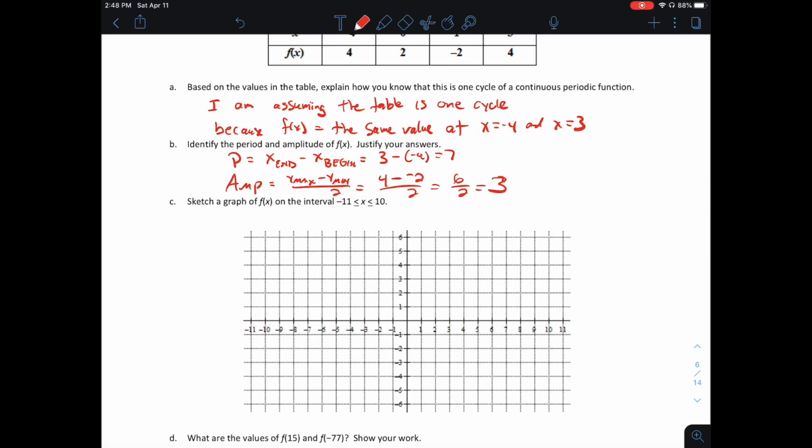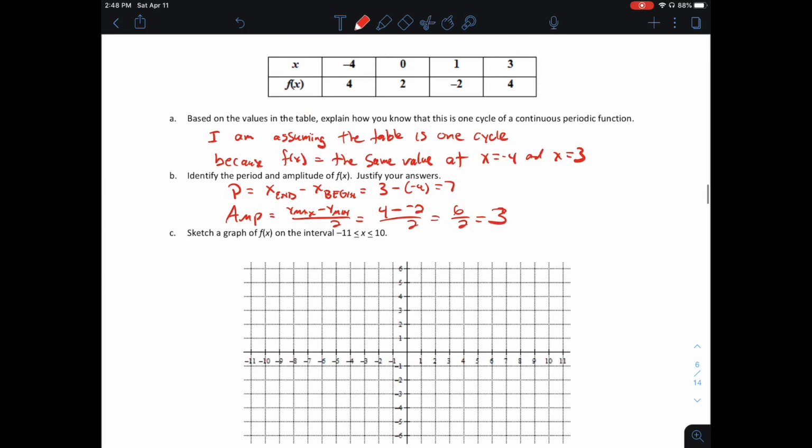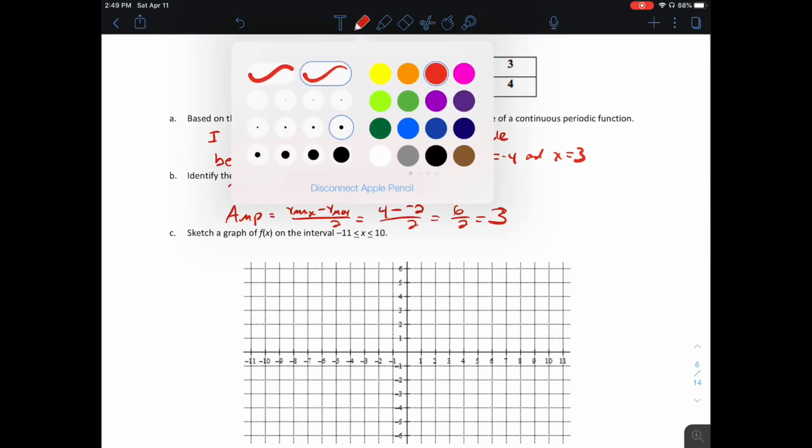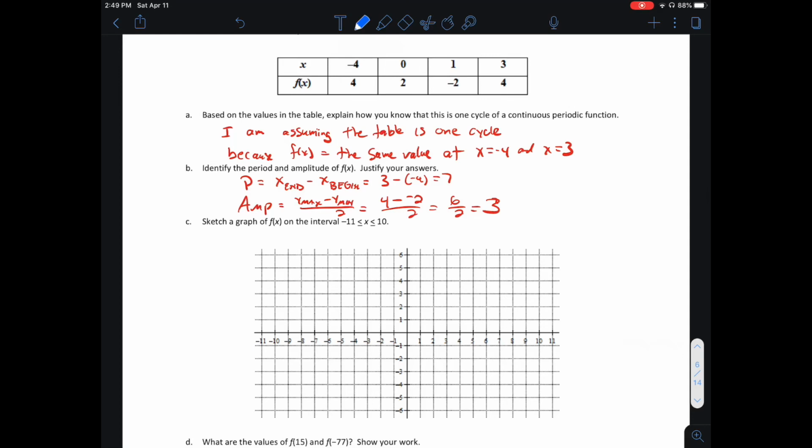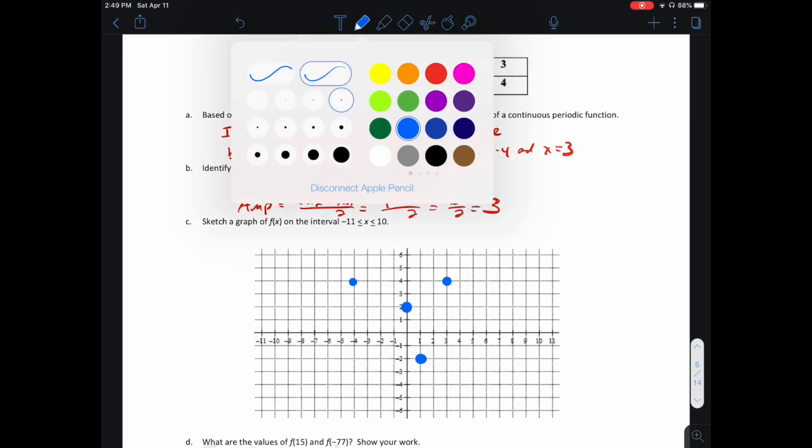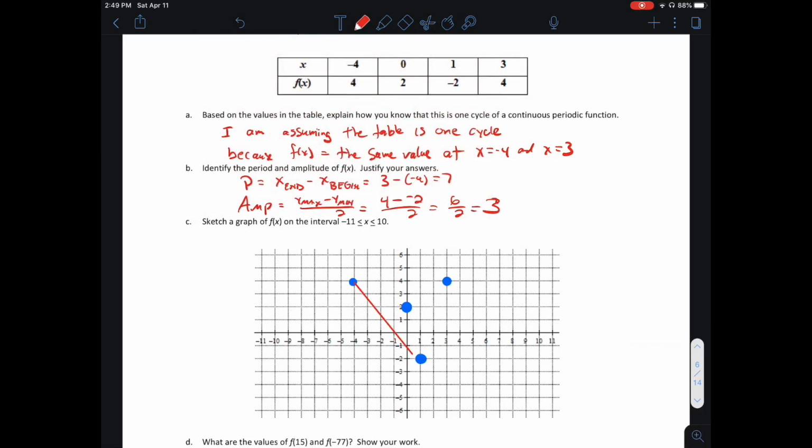C, sketch the graph of f of x on the interval from -11 to 10 inclusive. So I'm going to take the ordered pairs that I have. I'm going to put them on here. So we got -4, 4. Let me make that larger. 0, 2. 1, -2. And then 3, 4. The direction said that these consist of segments that go from one of these points to the other.